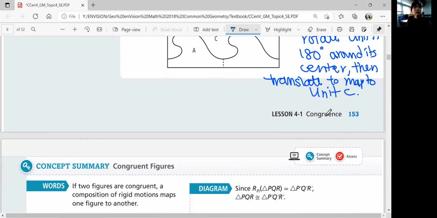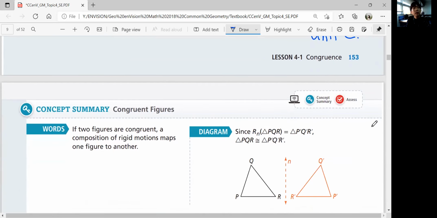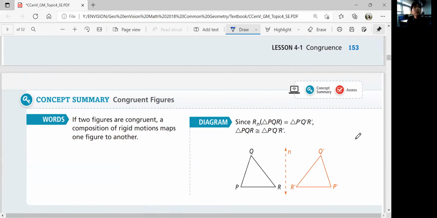So what did we learn in this lesson? We learned about congruent figures. If two figures are congruent, a composition of rigid motions maps one figure to another. If they're congruent, they preserve side lengths and angle measures, so you can describe them using rigid motions. That was lesson 4-1, congruence in geometry. We'll continue with the next lesson in the next video. Bye.